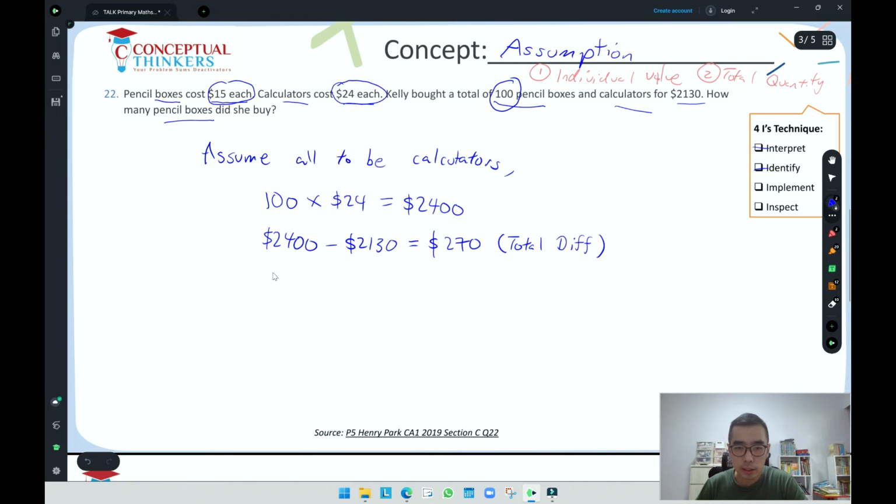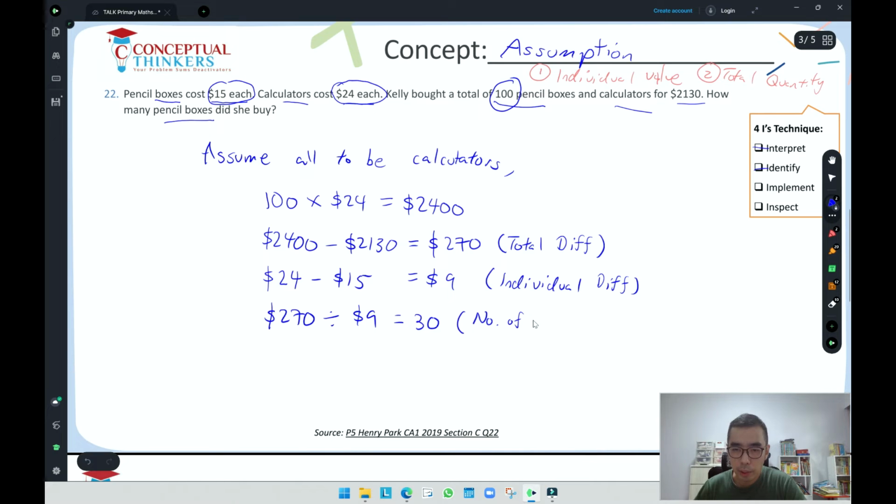Next, I'm going to find out the individual difference. I know that one calculator costs $24 and one pencil box costs $15, so there's a difference of $9. I call this the individual difference. Then the next step, I will use the total difference, $270, and divide by $9. This will give me 30. And I know that this 30 will be the number of pencil boxes.